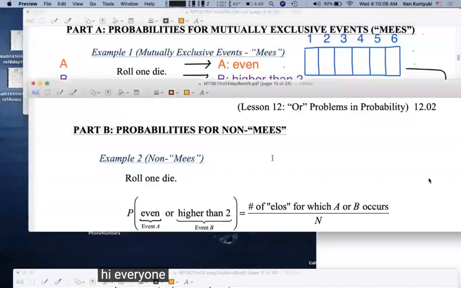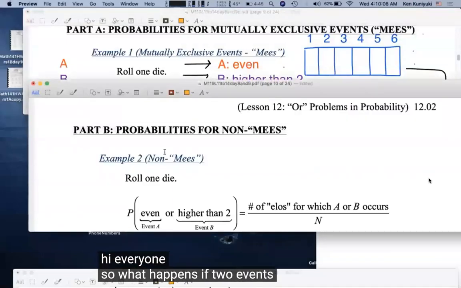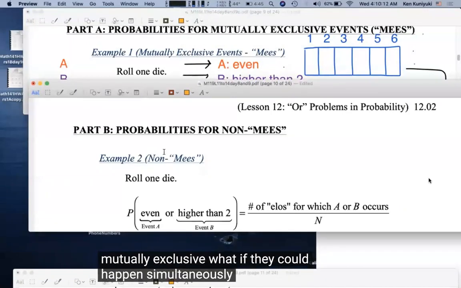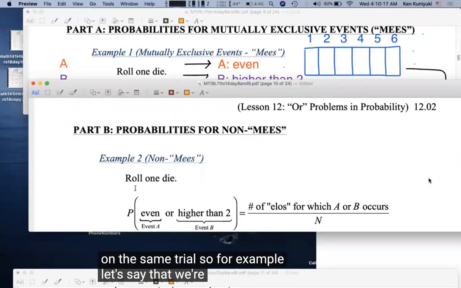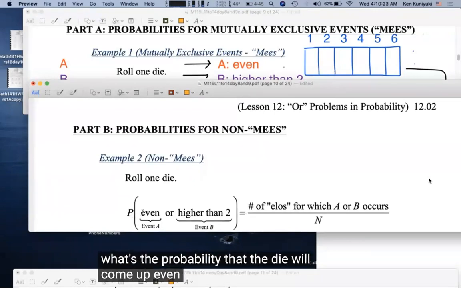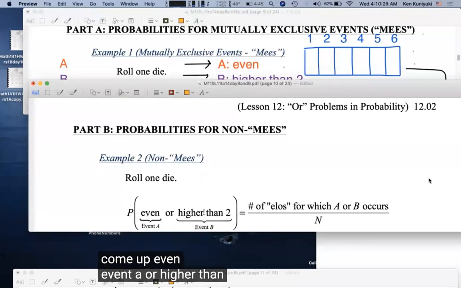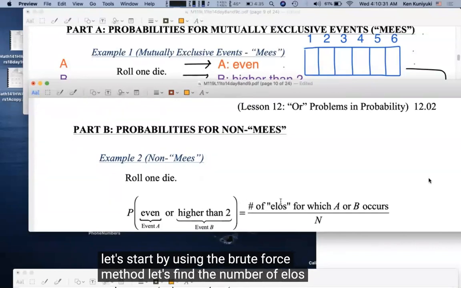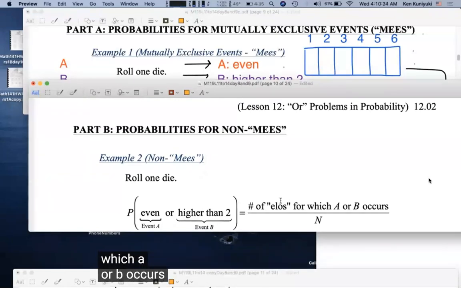Hi, everyone. So what happens if two events are not mutually exclusive? What if they could happen simultaneously on the same trial? So for example, let's say that we're going to roll one standard six-sided die. What's the probability that the die will come up even, event A, or higher than a 2, event B? Let's start by using the brute force method. Let's find the number of ELOs for which A or B occurs, and then divide by n, or 6.